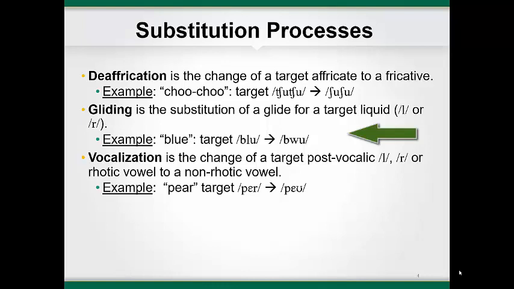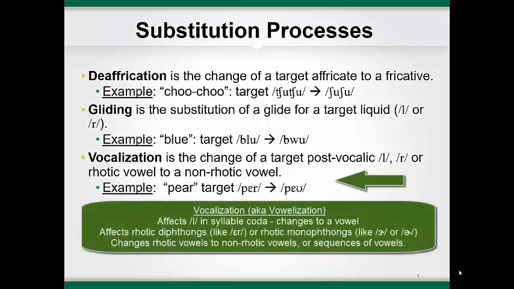Glide consonants don't occur in syllable codas, so a different phonological process typically occurs when another sound is substituted for the target l or r phonemes in the syllable nucleus or coda. Typically, in this context, the process of vocalization, also known as vowelization, would be observed. The phonological process of vocalization, also known as vowelization, refers to the change of a target consonant in the coda to a vowel, or the change of a target rhotic diphthong, like air, or monophthong, like the vowel in bird, to a non-rhotic vowel or sequence of vowels.